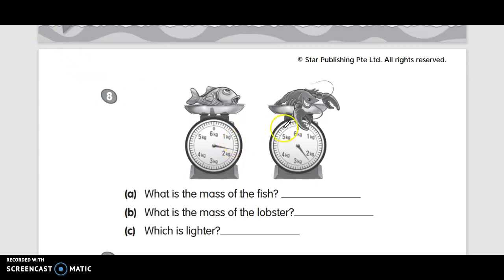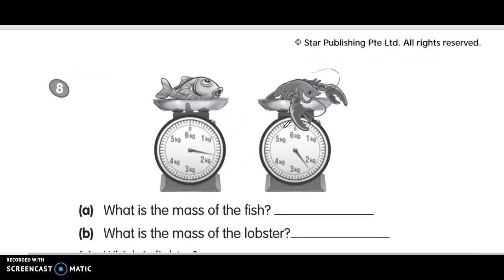Okay, the last bit of your review 2. We are going to move on to question 8, which is on mass. What is the mass of the fish? If you look at this picture, the fish is here. Now remember, Mrs. Chai taught you the strategy to find each interval.